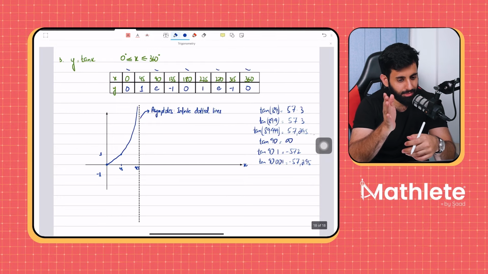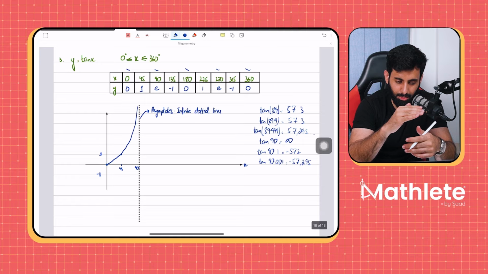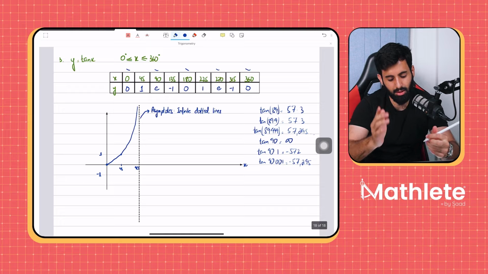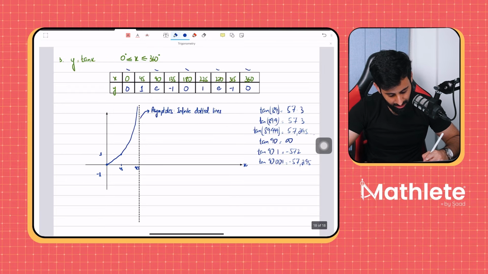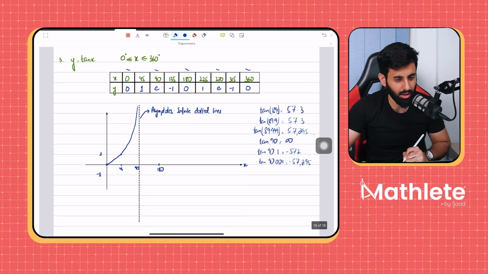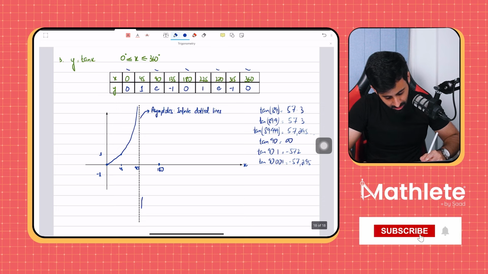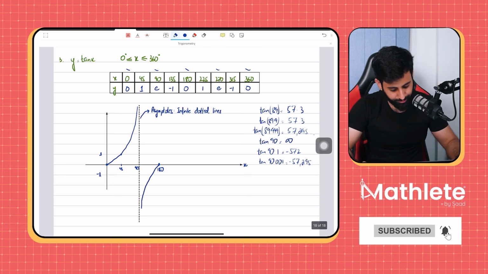So just before 90 degrees, it was approaching positive infinity. But right after 90 degrees, it approaches what? It approaches negative infinity, and then it comes back from negative infinity. And what is it equal to at 180 degrees? At 180 degrees it's equal to 0. So that means after 90 degrees this is what the graph looks like.